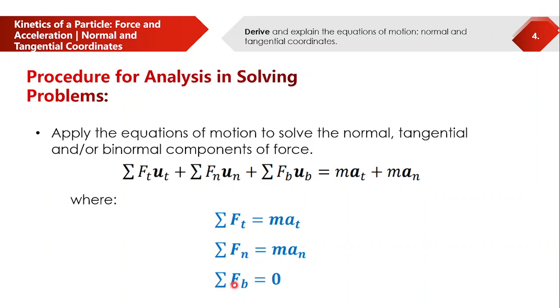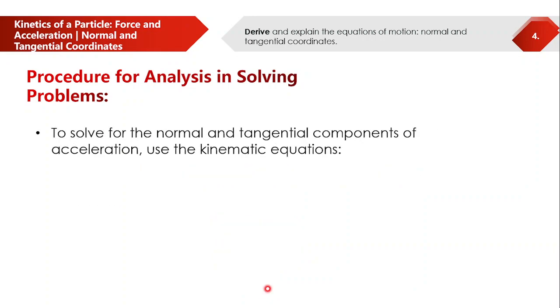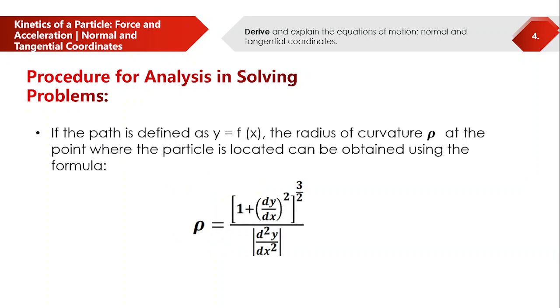Then lastly, the sum of all forces along the binormal component is equal to zero since walang motion sa binormal or walang direksyon na papunta doon sa particle. So can safely equate that to zero. Okay. So to solve for the normal and tangential components of acceleration, use kinematic equations. Ito lang yung pag-solve sa a sub t. Okay? And then for a sub n, it will be v squared over rho. Okay?